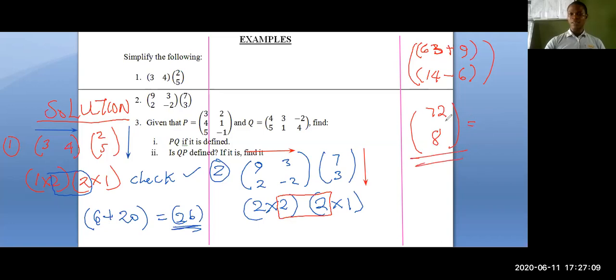So you can see that it is a 2 by 1: row 1, row 2, and column 1. So this is a 2 by 1 matrix order as I explained earlier. So that's how we do this second one. So how about question 3?